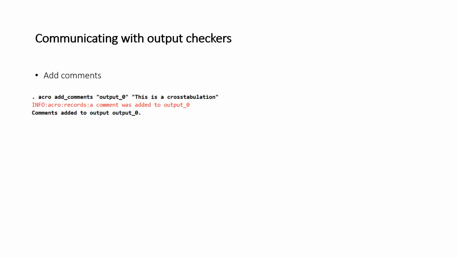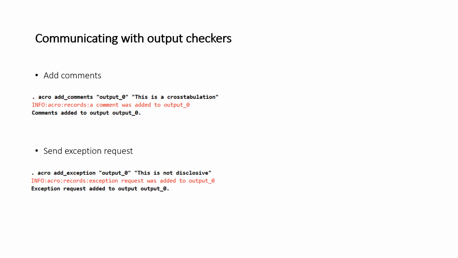There are other functions that allow you to communicate with the output checkers by adding comments or a text description that provides some context to the output, or by sending an exception request if the output is disclosive but you think you have reasoning for that.